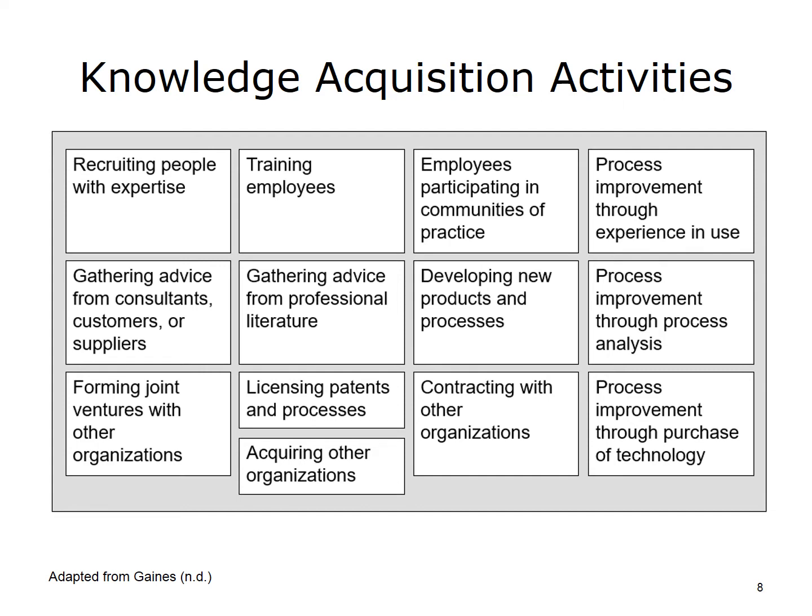Professional process analysts routinely gather advice from professional literature through conferences and reading trade and scientific journals. Some of the regional extension centers are establishing local support groups that give clinic leadership and staff the opportunity to participate in communities of practice. When clinics approach a regional extension center, they are contracting with other organizations.